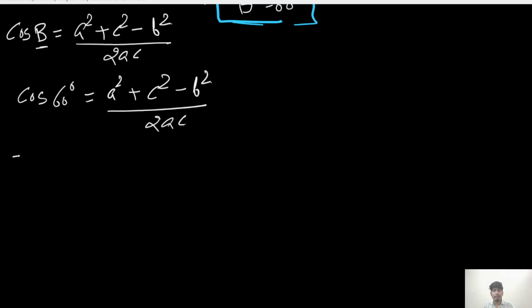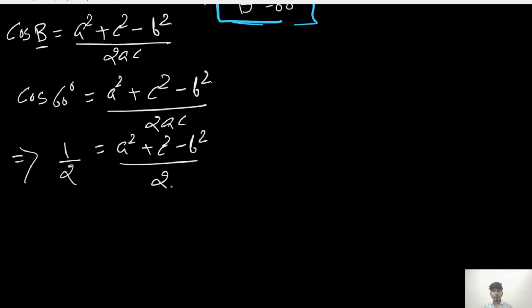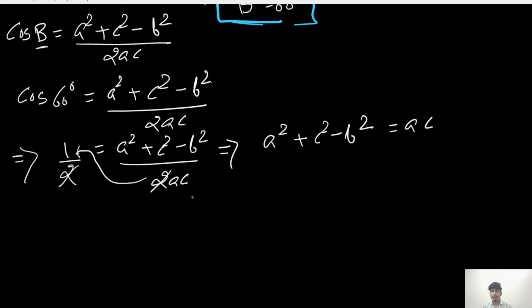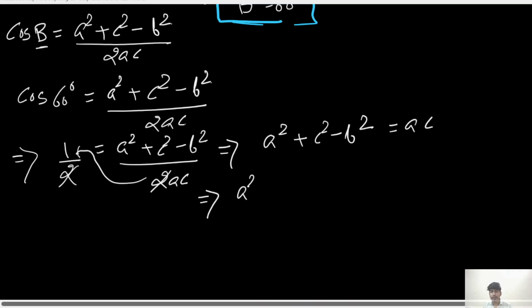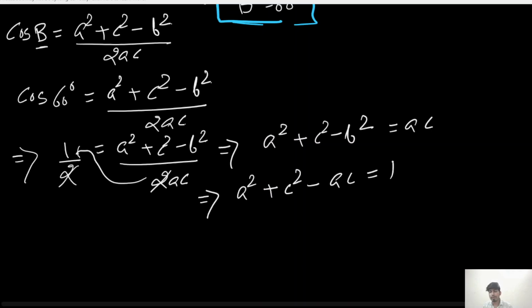Okay students, then we know cos 60 is half, so this is 1 upon 2 equal to (A square plus C square minus B square) upon 2AC. Then the 2 cancels by 2 and this goes here, so this is equal to AC. Solving, we get A square plus C square minus AC, and this B square goes to the other side.